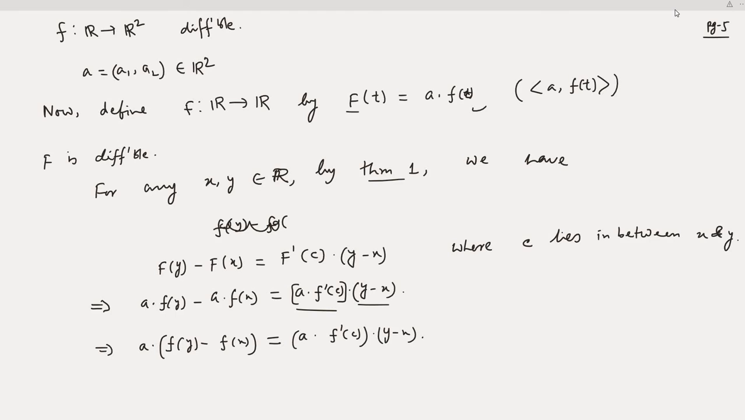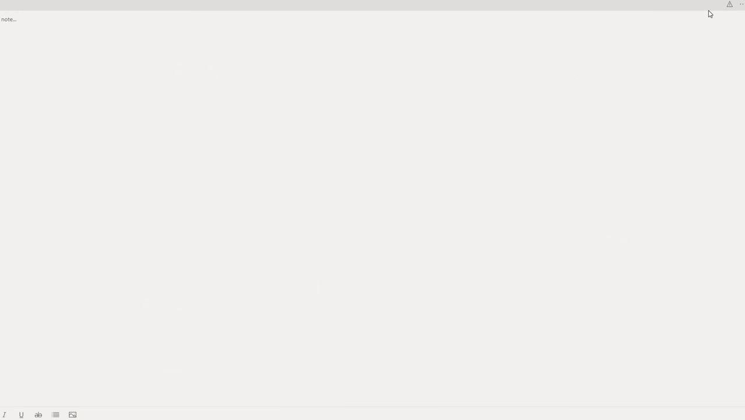Here we can see that for any point a equal to (a1, a2) in R2, there exists a point c lying between x and y such that a dot product with f of y minus f of x equals a dot product with f prime of c, times y minus x. So this is true. In particular, next page is page number 6.